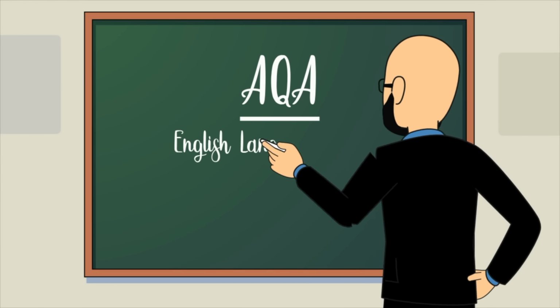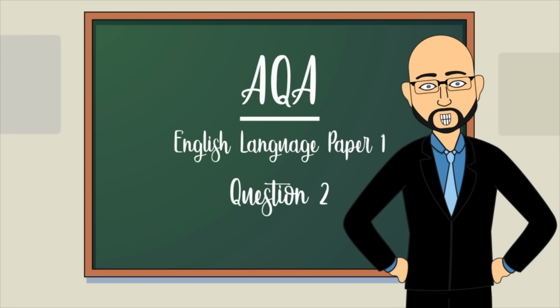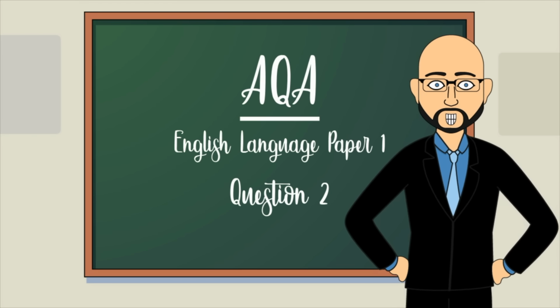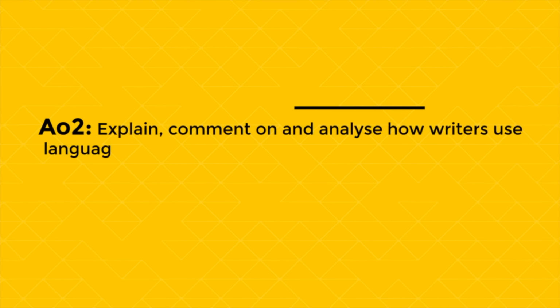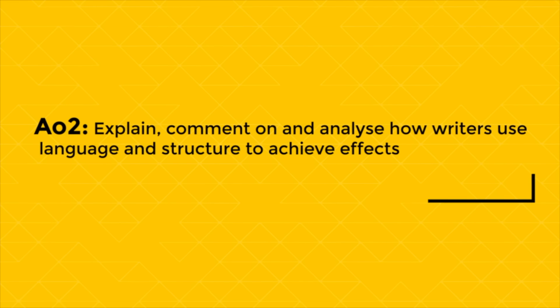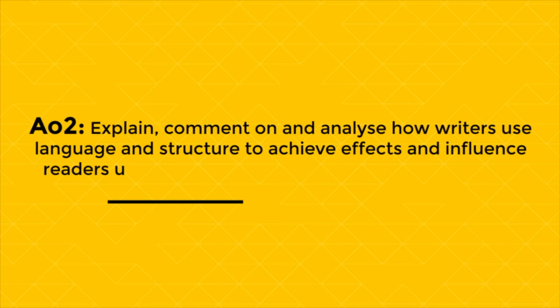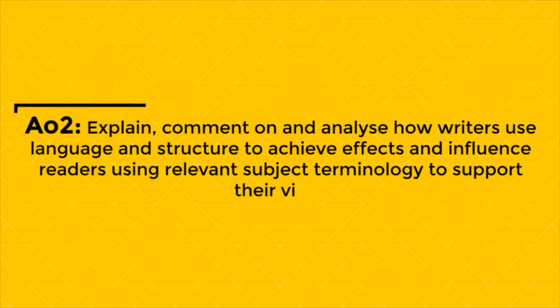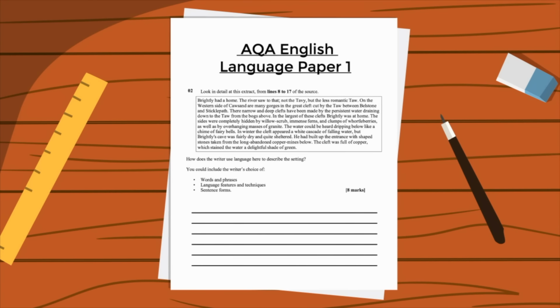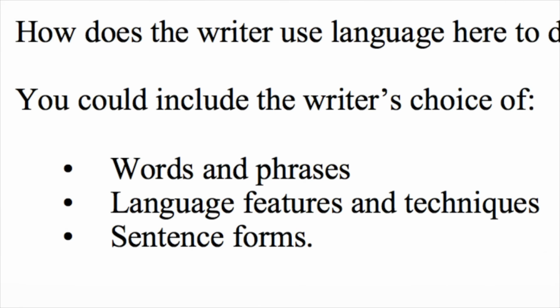AQA English Language Paper 1 Question 2 assesses the language element of Assessment Objective 2. Explain, comment on and analyse how writers use language and structure to achieve effects and influence readers using relevant subject terminology to support their view. Now in this exam, what we mean by language analysis is pointed out in the bullet points of the question. A writer's use of words, phrases, language features and techniques, and sentence forms.